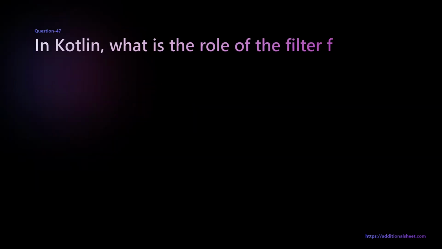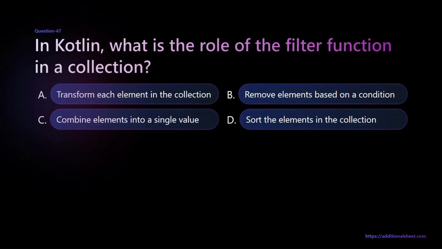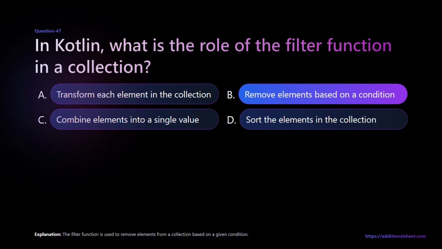In Kotlin, what is the role of the filter function in a collection? Option A, transform each element in the collection. Option B, remove elements based on a condition. Option C, combine elements into a single value. Option D, sort the elements in the collection. The correct answer is option B, remove elements based on a condition.